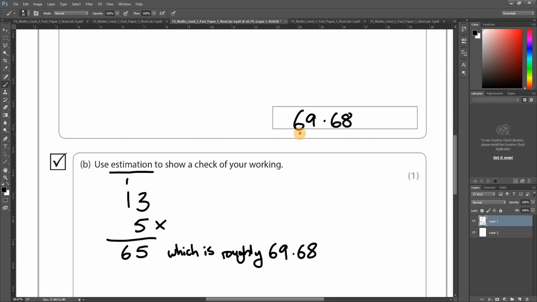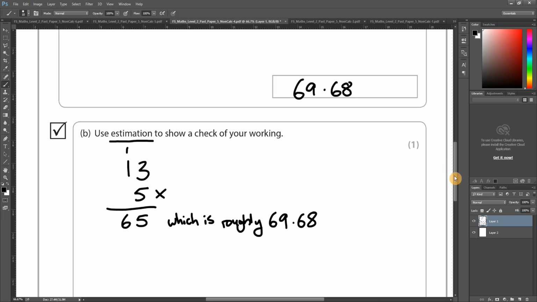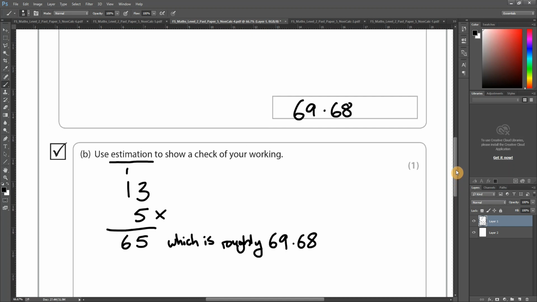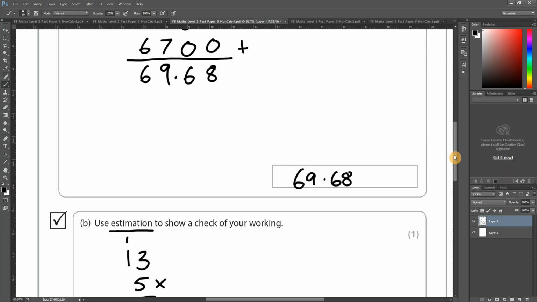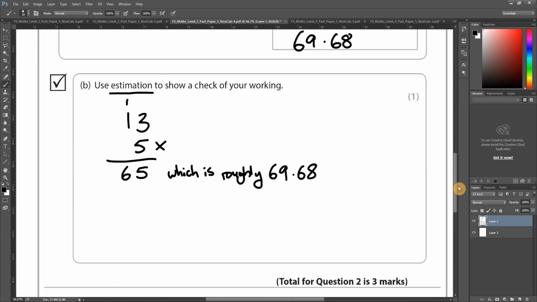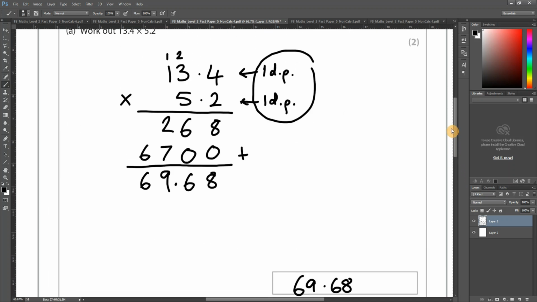So I did get pretty close to 69.68, the original answer from part A. So that proves that we have done part A correctly as well. There's your proof that even when you round these numbers, you get pretty close to your answer to part A. Yep, for an extra mark. So that's 3 marks in total for question 2.